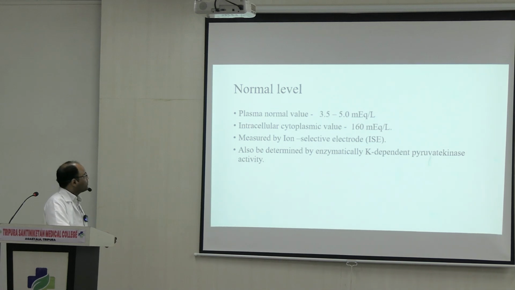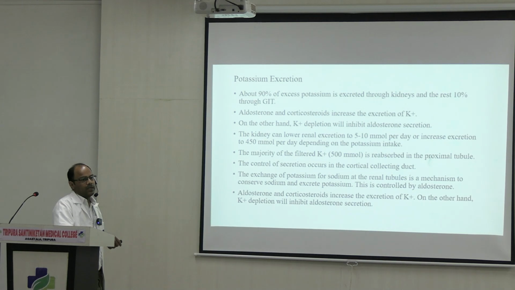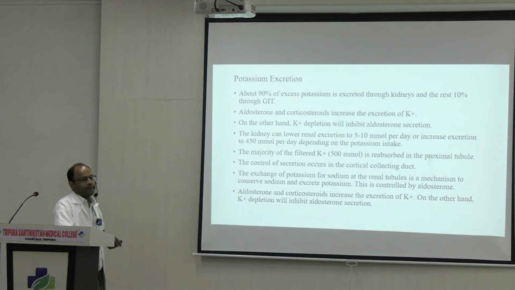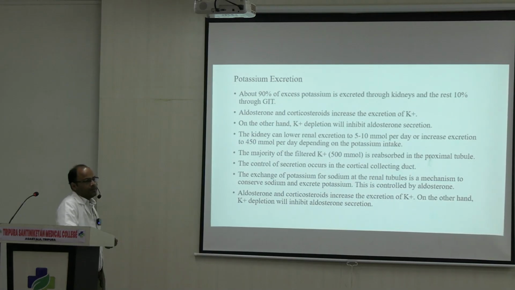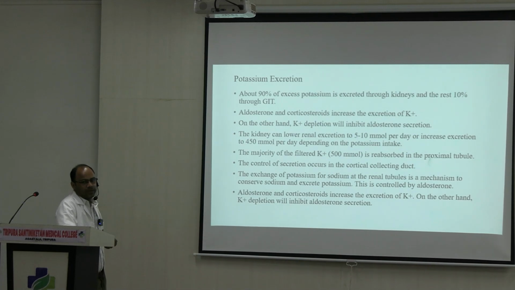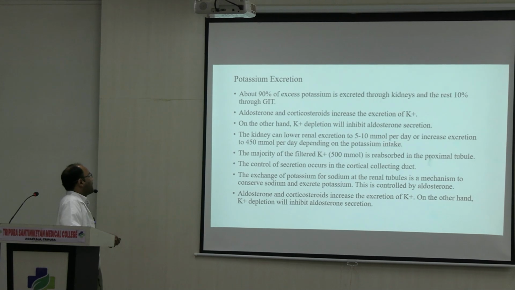Okay. Next, potassium excretion is mainly via the kidney and to some extent the GI tract. Also to some extent by sweating. The kidney hormone is aldosterone. Aldosterone retains sodium and excretes potassium. Apart from that, the sodium potassium exchanger. The kidney can lower renal excretion to 5 to 10 mol per day or increase secretion to 250 mol per day depending on the potassium intake.